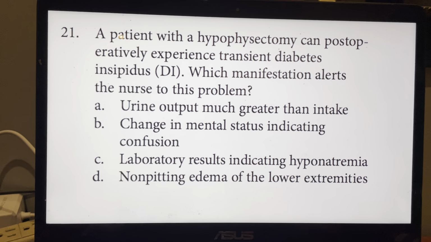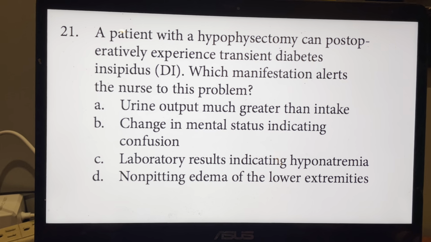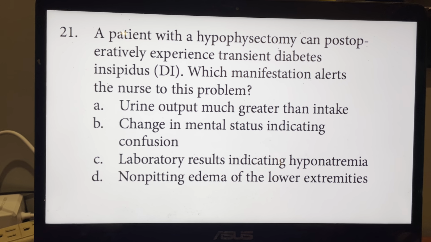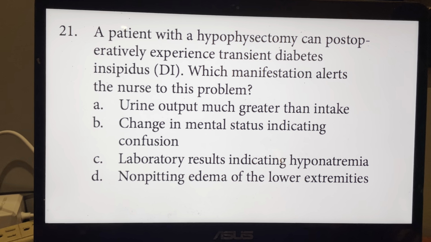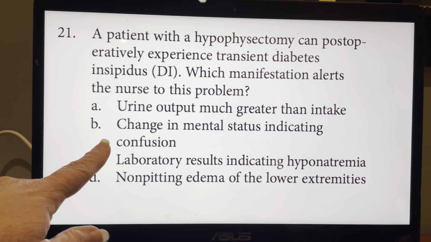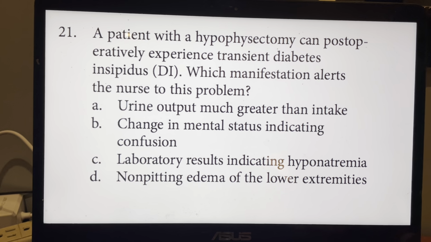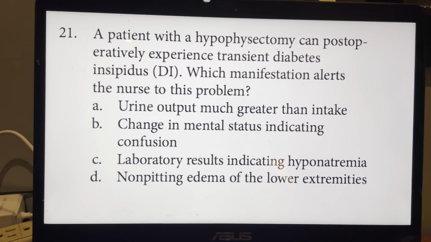A patient with a hypophysectomy can postoperatively experience transient diabetes insipidus. Which manifestation alerts the nurse to this problem? Urine output is much greater than intake. A change in mental status indicating confusion. Laboratory results indicating hyponatremia, or non-pitting edema of lower extremities.